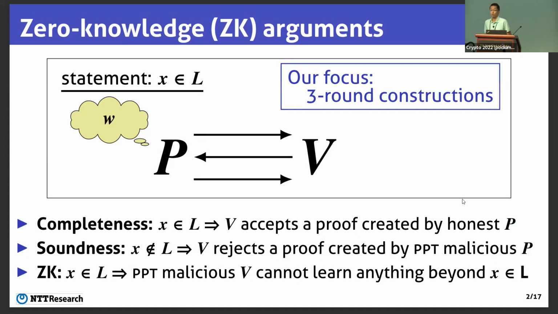The focus of this talk is a 3-round construction of zero knowledge argument. As shown in this picture, we only consider constructions where the first message is sent by the prover, the second message is sent by the verifier, and the last message is sent by the prover.